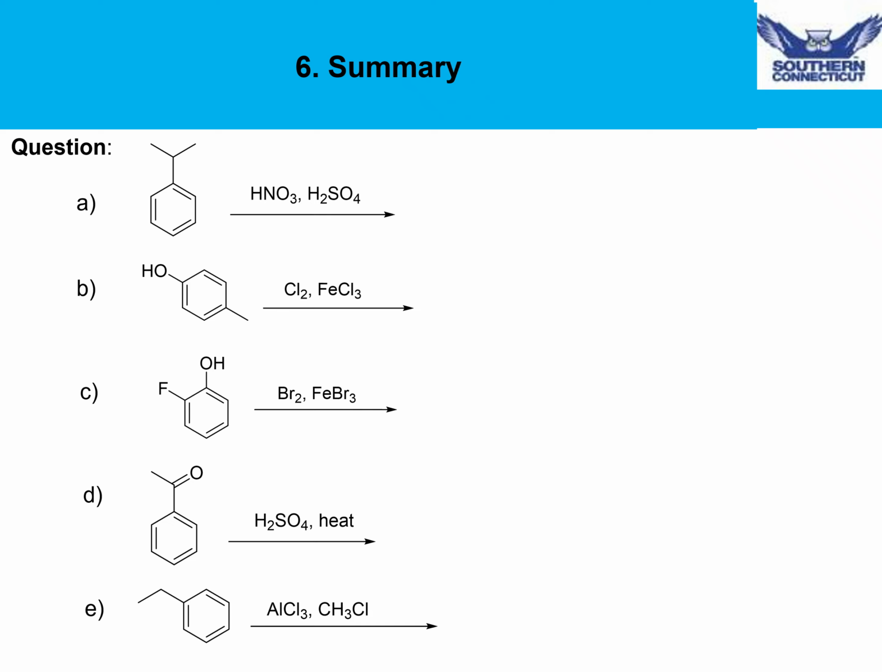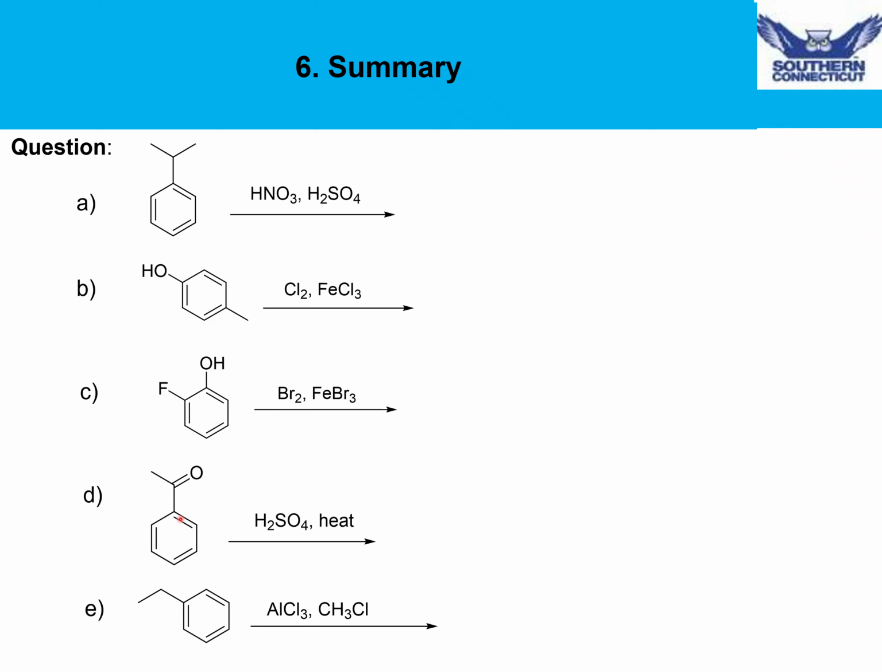Let's review some of the reactions we learned in this chapter. In this slide, we have a reaction here with an aromatic compound that has an alkyl group, and we're going to add nitric acid and sulfuric acid. The next example involves a substituted phenol, and we're going to add Cl2 and iron trichloride. The third reaction has phenol with ortho fluorine, and we're going to do a reaction with bromine and iron tribromide.